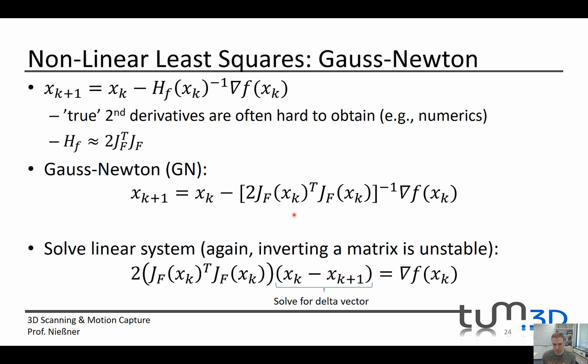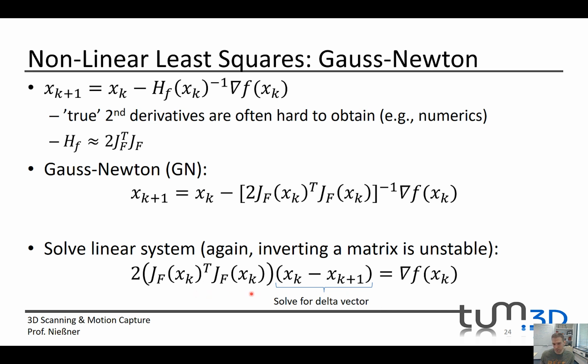So all we're doing is bringing this one to the other side, so it's xk minus xk plus 1. This is this delta vector. And now we multiply both sides with 2 times JTJ. Then on one side we have 2 times JTJ times this delta vector, and on the right-hand side we only have the gradient left. And now we can solve this whole thing by solving for this delta update vector.